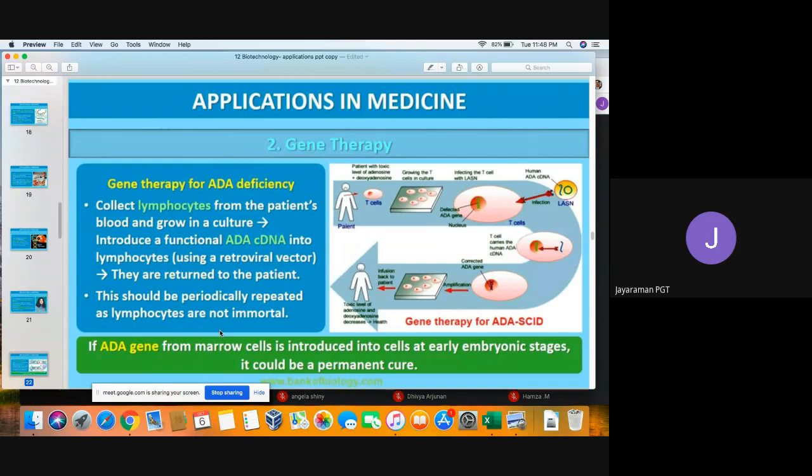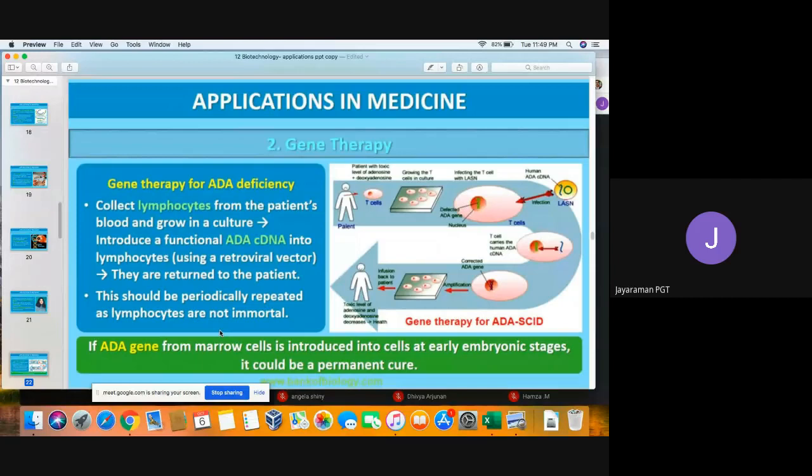If the father or mother's ADA gene is defective, then the sperm or egg can be corrected at the initial stage itself. If the father is hemophilic, the hemophilic gene is corrected, and then the sperm is allowed to fertilize. They have a baby without hemophilia. That is what is given in the last.